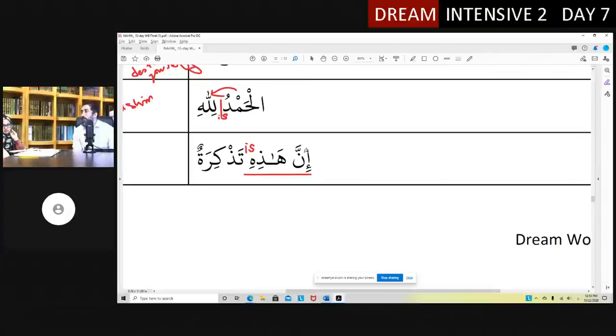This is huwa nasara, huma nasara, hum nasaru, hiya nasarat, huma nasarata, hunna nasarna, anta nasarta, antuma nasartuma, antum nasartum, anti nasarti, antuma nasartuma, antunna nasartunna, ana nasartu, nahnu nasarna. So that's what we'll do tomorrow.